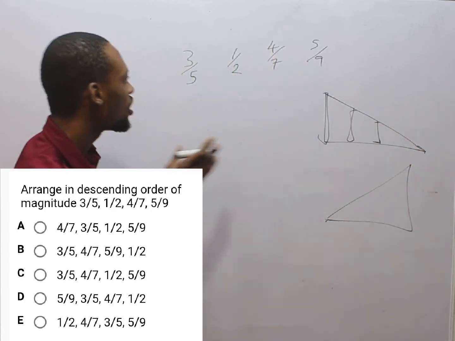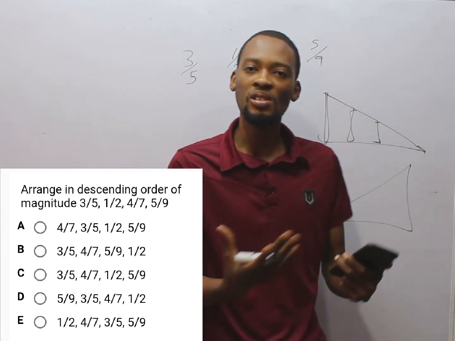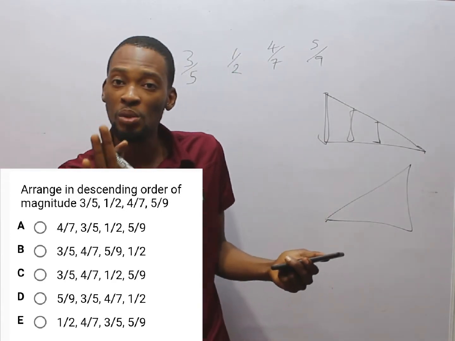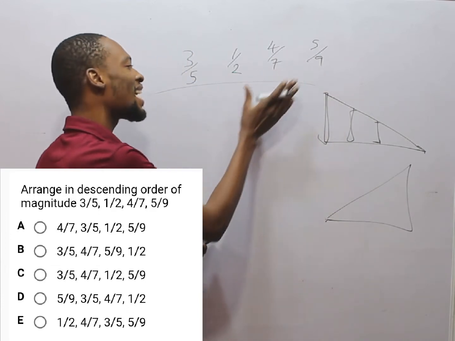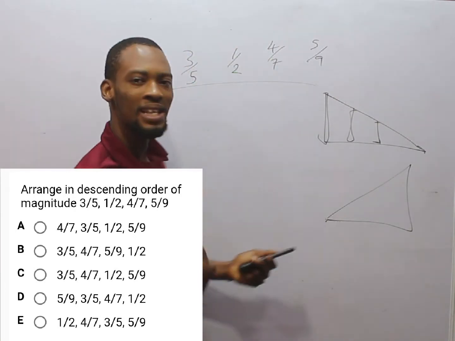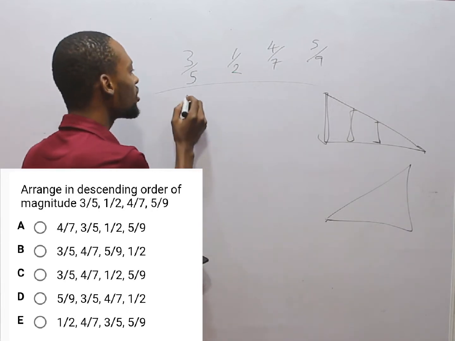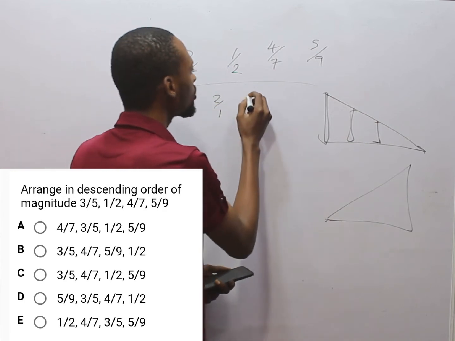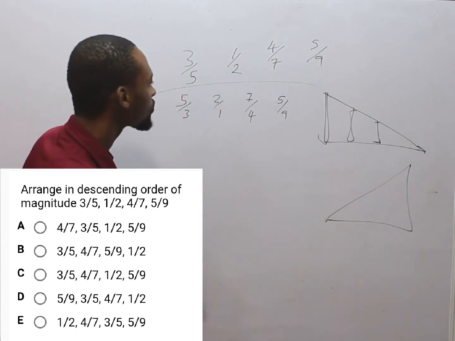What do we do? When we are given numbers or fractions to arrange in ascending or descending order, this is how to know the biggest ones. It is something I learned. Don't tell anybody. Let it be between me and you. All these fractions are proper fractions, which means the numerator is smaller than the denominator. What you simply do is, in your rough work, invert them. Turn this to 5 over 3, turn this to 2 over 1, turn this to 7 over 4, turn this to 9 over 5. What do you do?